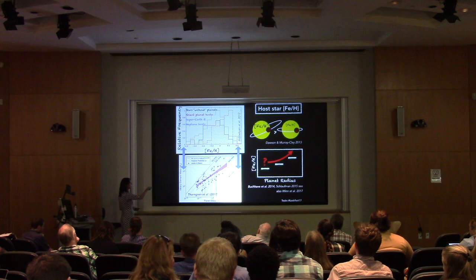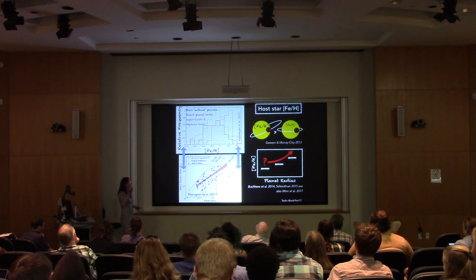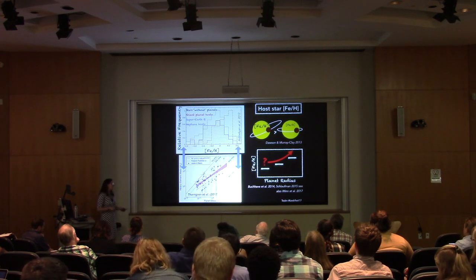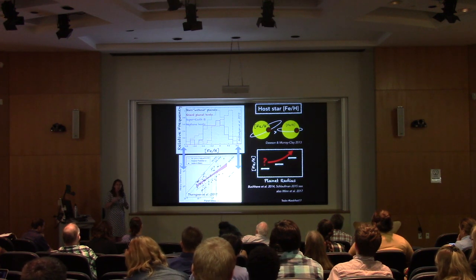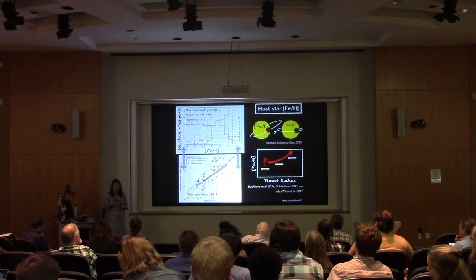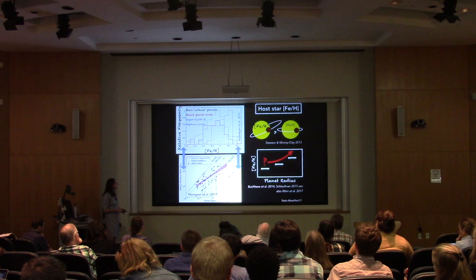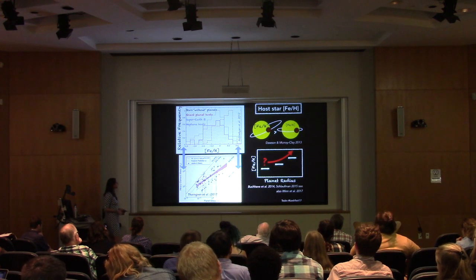There have been a lot of papers trying to understand how this giant planet metallicity correlation changes as you go down to smaller planets. And I think the jury is still sort of out. A few papers have said there's no small planet metallicity correlation. There are a few papers that say there is, but it's much, much weaker. I think that's still to be determined, but it certainly does weaken as you get to smaller planets.